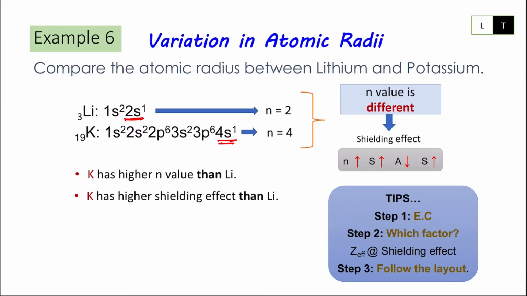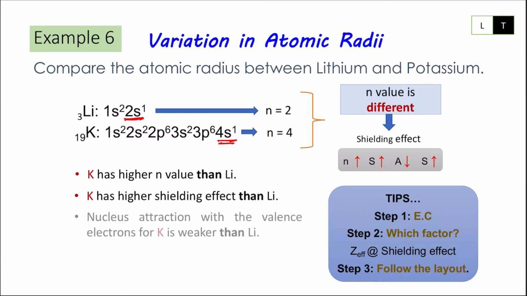And next, when the shielding effect increase, the attraction becomes weaker. But please be specific what attraction it is. So nucleus attraction with the valence electron for K is weaker than lithium. Hence, we can conclude that K has bigger atomic size than lithium. So this is how you write the answer based on comparison between two different elements.